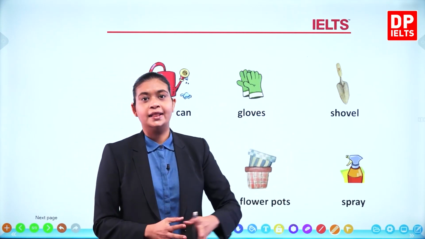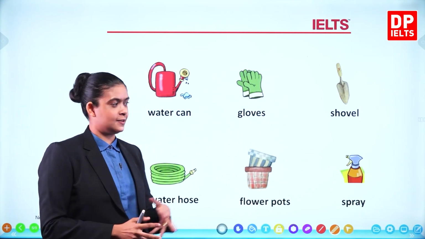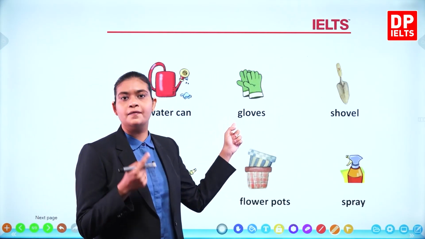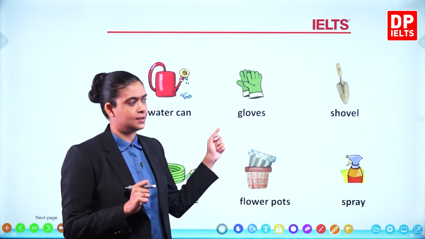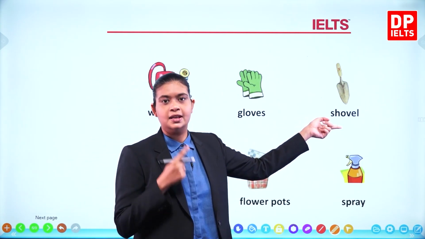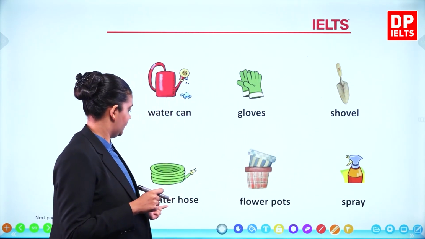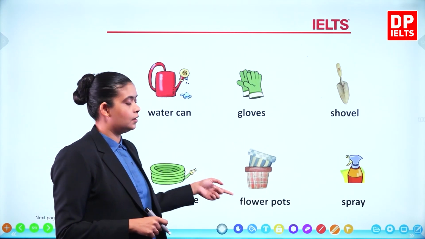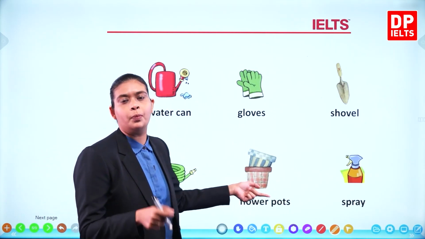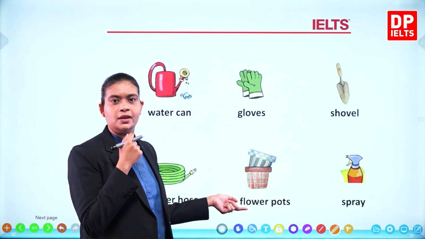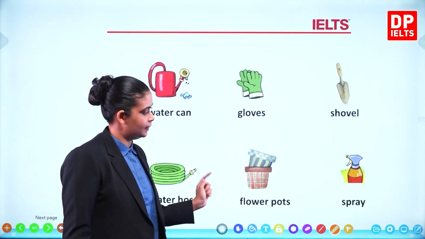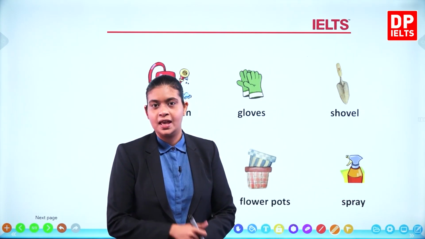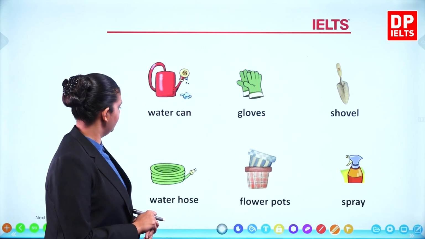Let us have a look at the pronunciation of these words. First one, water can. Gloves, gloves. Shovel, shovel. Water hose, water hose. Flower pots, flower pots. Flower pots, you don't say pots with a different sound, okay, it's flower pots. Spray. Is it spray? No. Spray. That's how you say it. Okay?